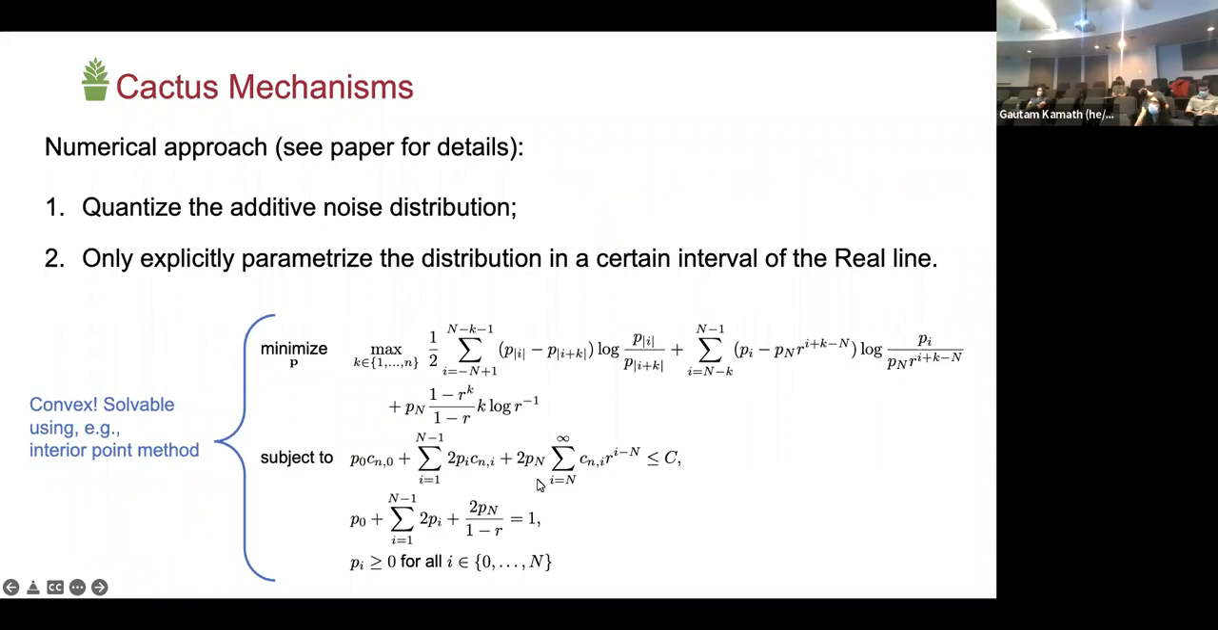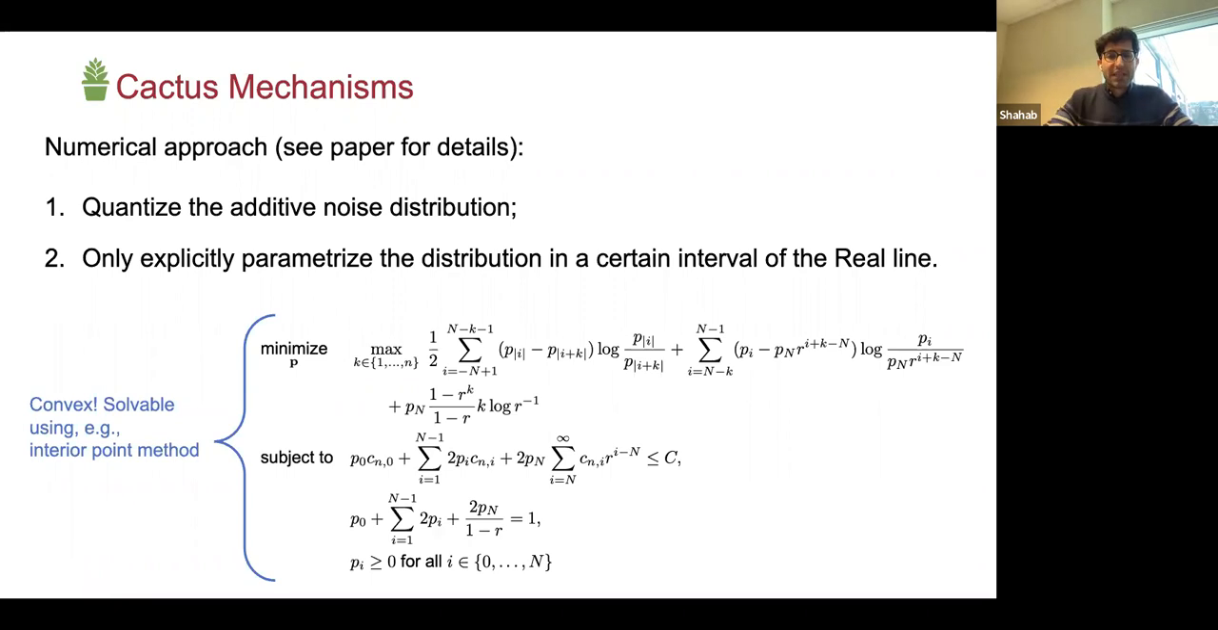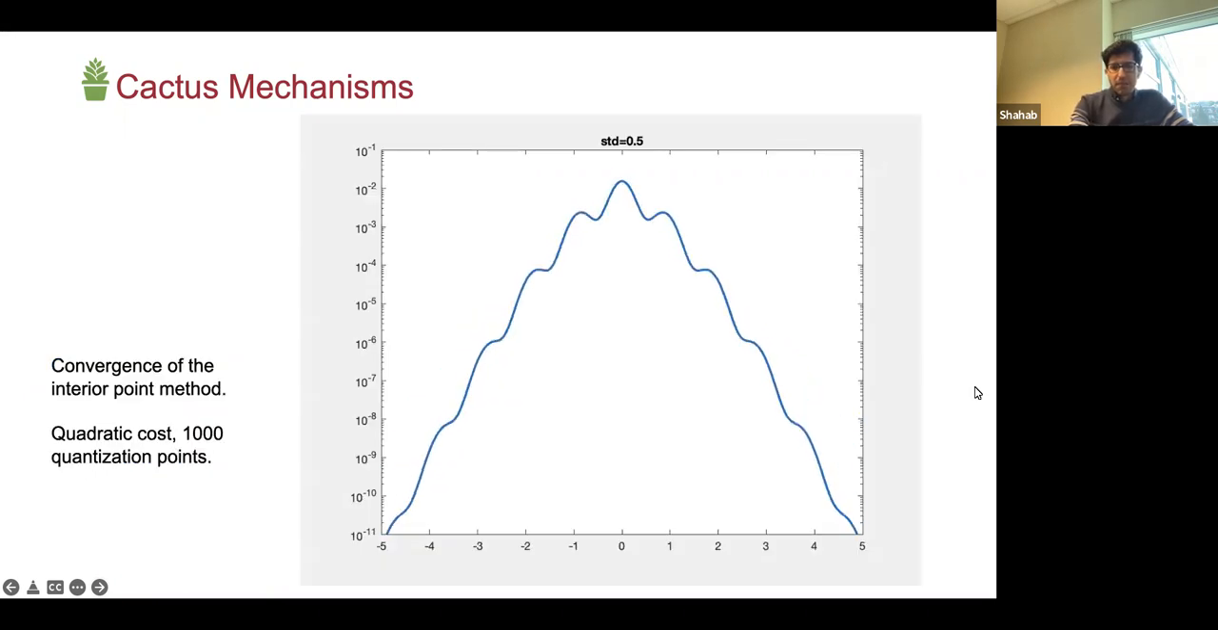Yep. I know it is ugly, but what is important is that now we have a finite dimensional convex optimization problem, and it is actually solvable. You can just pick your favorite convex optimizer and use it to solve this optimization. So we use the interior point method, and this is actually what we get.